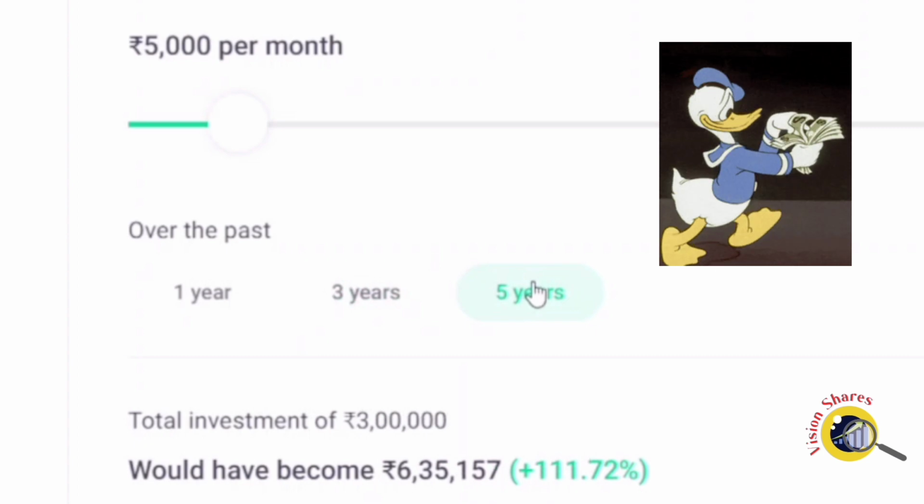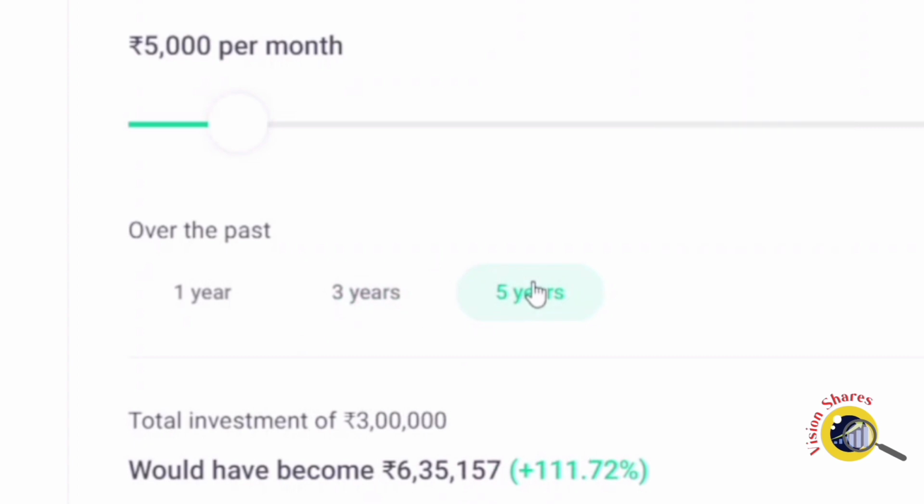And the same if it was invested for 5 years, you would have invested 3 lakh rupees, and this mutual fund would have given you 111%, which is 6,35,000, which is quite good. In 5 years, you are getting above 100% returns, which is very, very good.